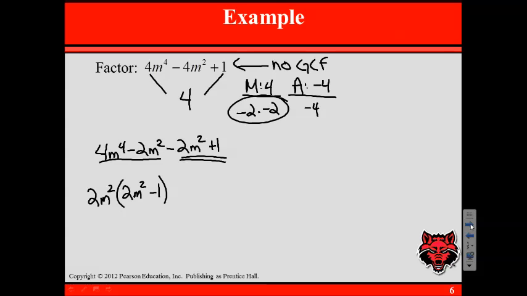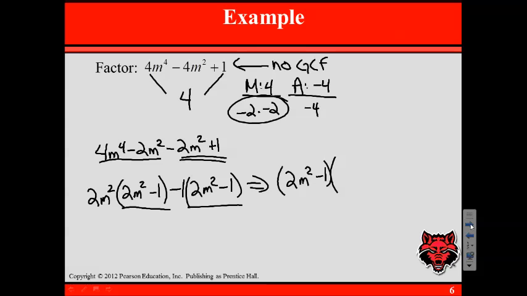In the second group, they have nothing in common, but because the leading term, the first term in this particular group, is negative, we're going to factor out a negative 1. So when we factor out negative 1, we're left with a positive 2m squared minus 1. We now see we have a common binomial. When we factor out the binomial, we write it first, 2m squared minus 1, and then the resulting polynomial, which will also be 2m squared minus 1. So we could rewrite this as 2m squared minus 1 to the second power.